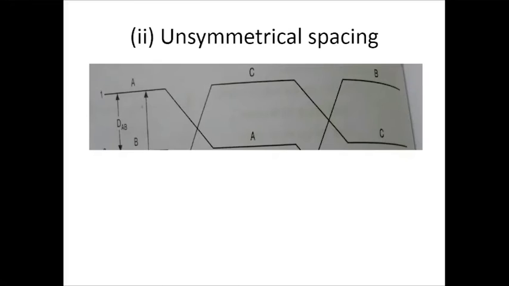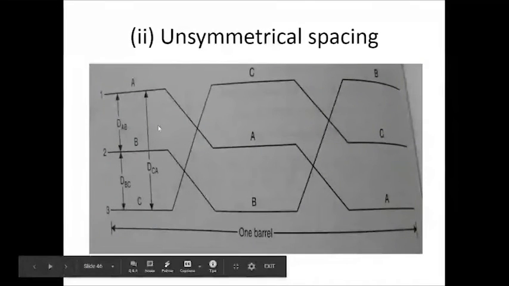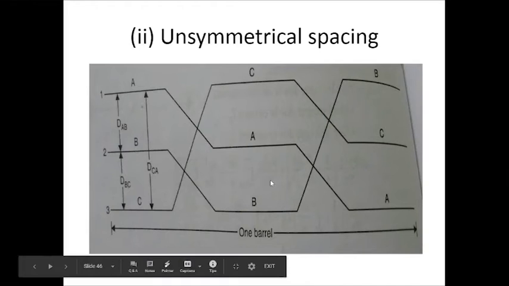Now we shall consider the unsymmetrical spacing. This will be the arrangement. So over one barrel of distance, the conductor A will be occupying positions 1, 2, 3, etc. Similarly, conductor C will be occupying positions 2, 3, etc. Similarly, B also. Okay. So over one barrel distance, all the conductors will be occupying positions 1, 2, 3 simultaneously.